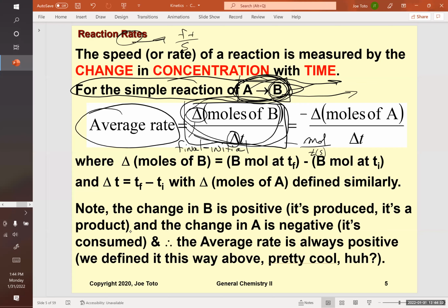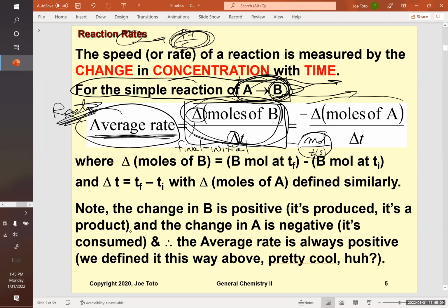What I'm trying to do here is to connect a mathematical equation that deals with reactions to something that you already know, somebody running on a track or a car, miles per hour. So you see that the units make sense. This first ratio corresponds to the rate of production of B, moles per second.